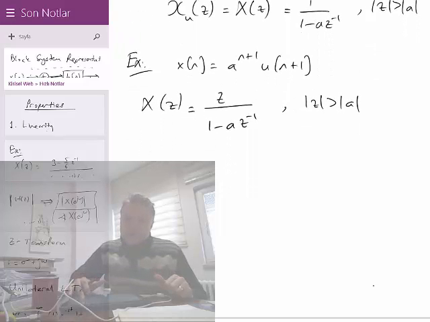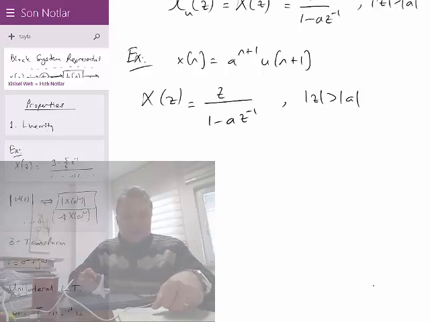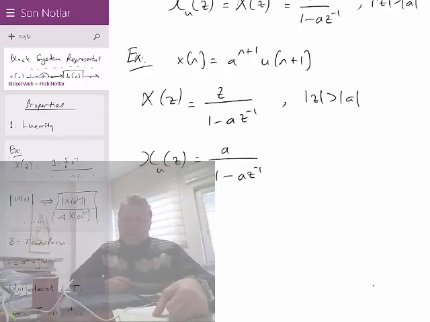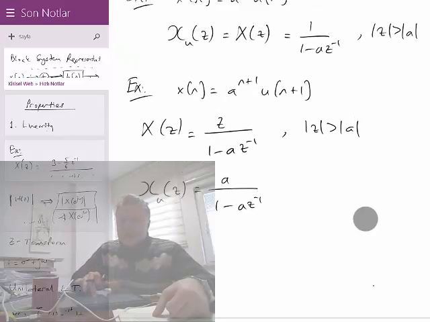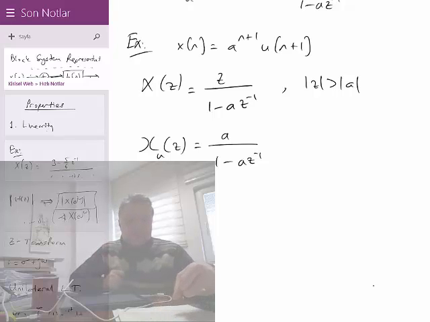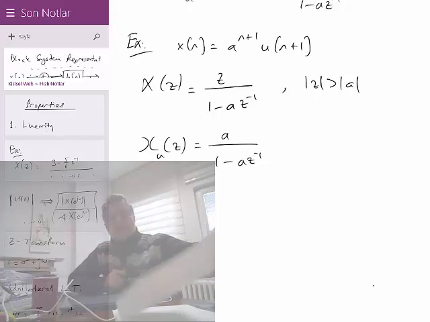But if you are talking about now the unilateral Z transform, then you will interestingly find this thing to be a over 1 minus a z^(-1). And as you see, these two are different. If you just make the summation, you will see that this is the answer. So the unilateral Z transform is sort of different.